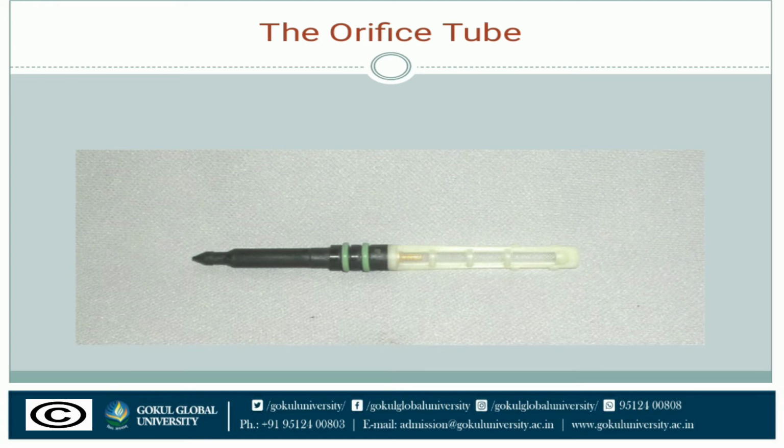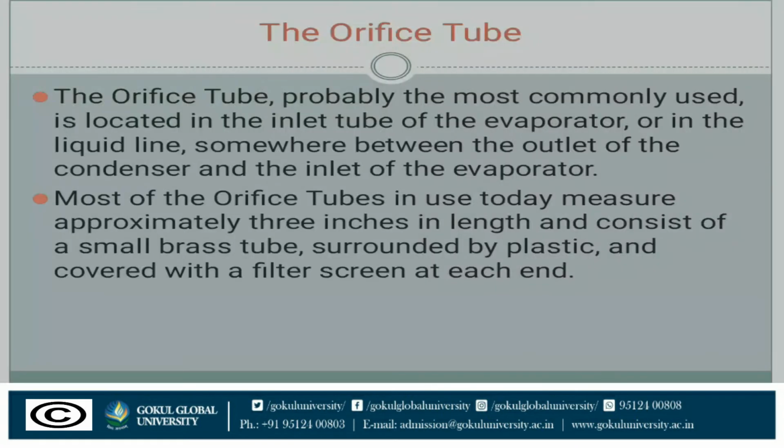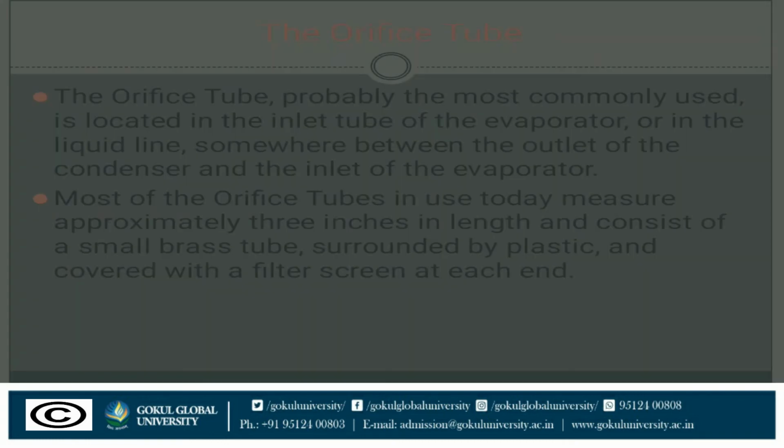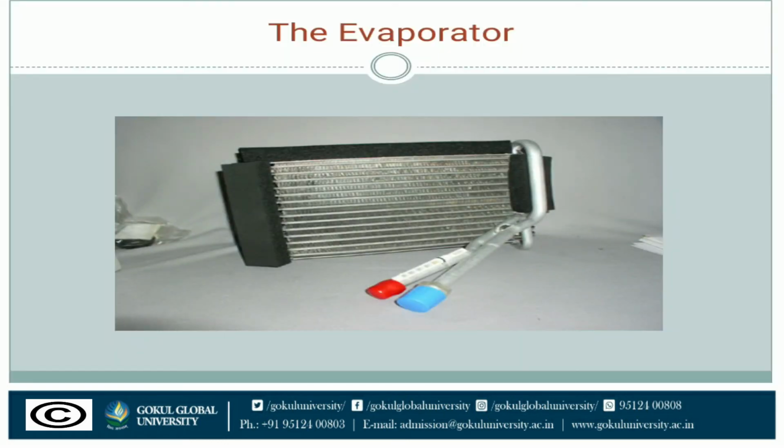Debris means foreign particles. So it has a very narrow passage, so it can become clogged with time. A system with an orifice tube automatically turns the AC system on and off. Next, this is the orifice tube, as I mentioned, and this is the evaporator.